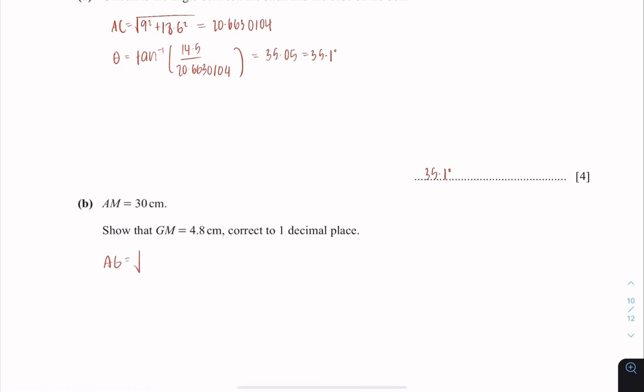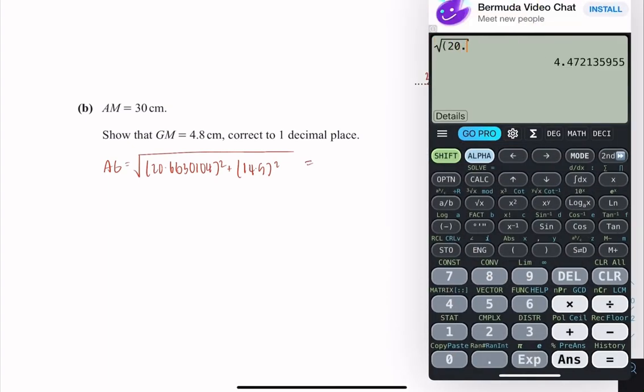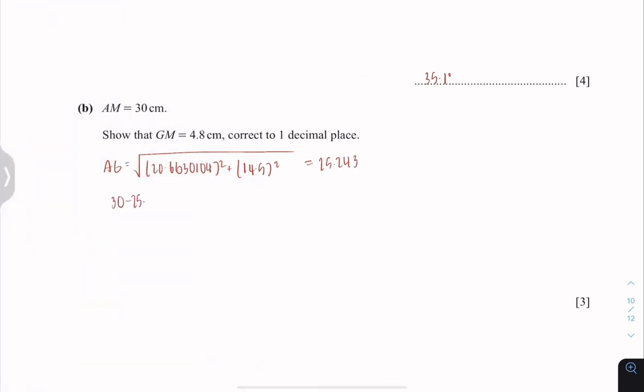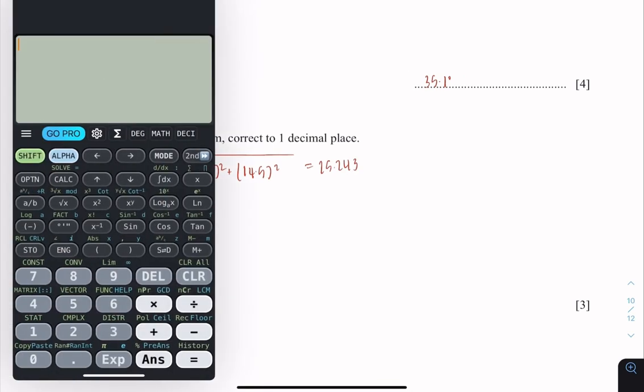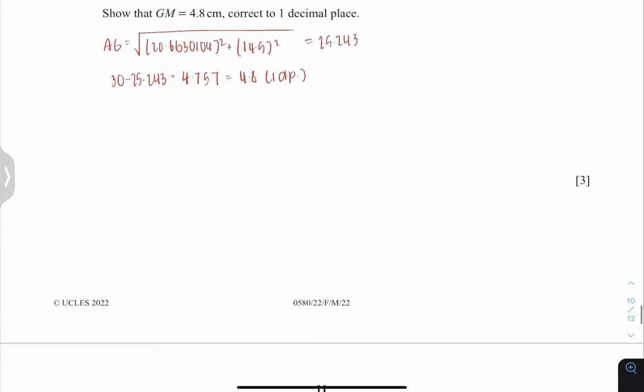Part B, AG is the square root of 20.663104 squared plus 14.5 squared, and that is 25.243. So 30 minus 25.243 is 4.757, which is 4.8 when you round it to one decimal place.